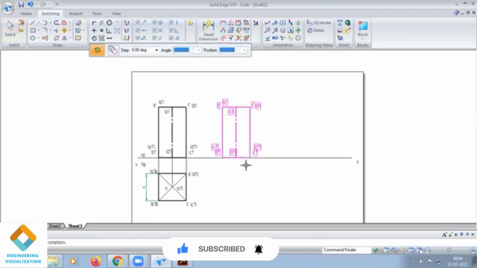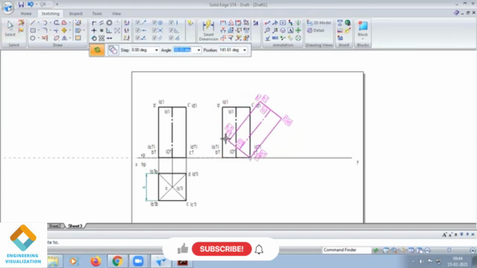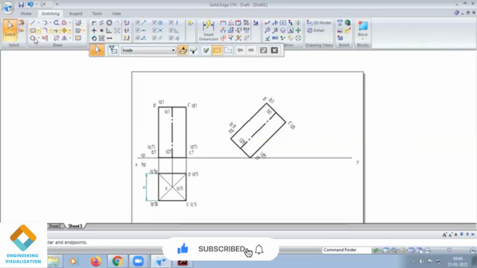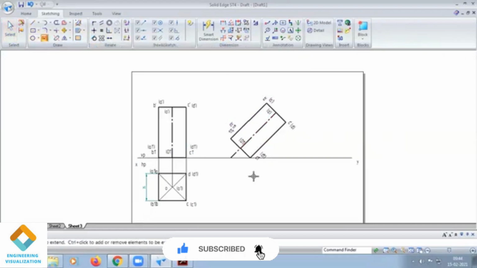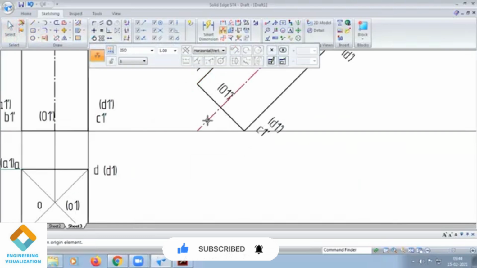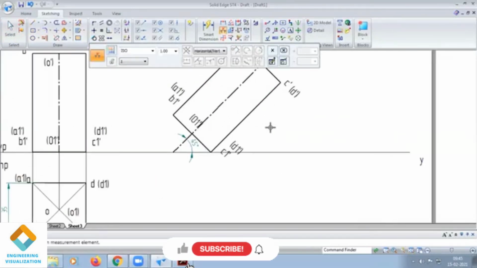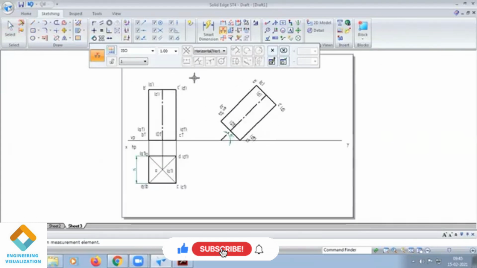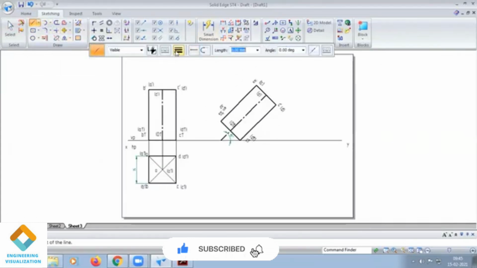Okay. First this, second this, and give the angle 45. Now we can see we can extend this axis and find out angle. Exactly 45. So that's how we are going to do. Okay. Now we will project it downward.